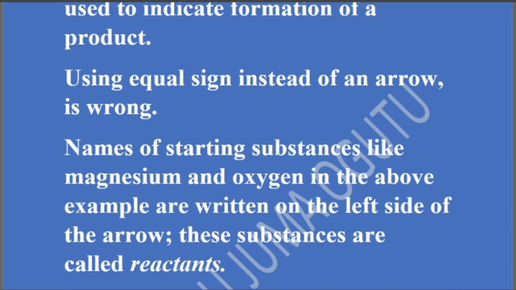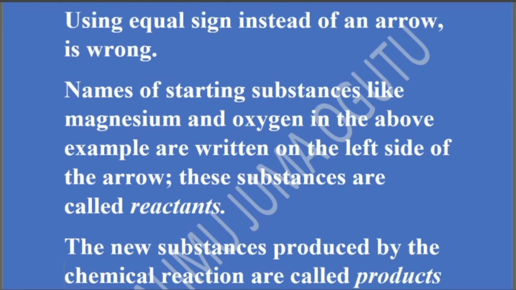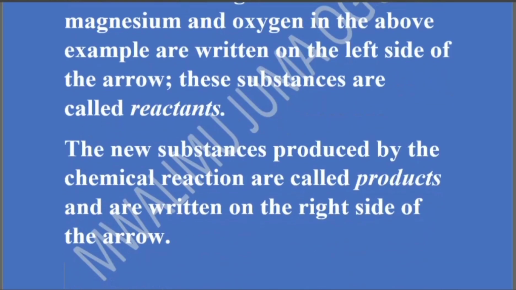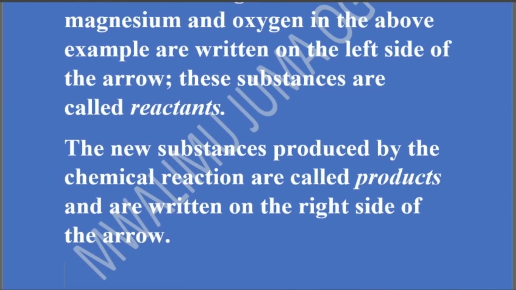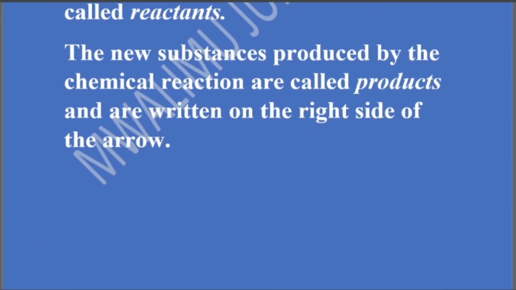So the names of starting substances like magnesium and oxygen. Remember, we gave an example of magnesium reacting with oxygen. Now the magnesium and the oxygen are the reactants, so they are written on the left of the arrow. We call them reactants. And the new substances produced by the chemical reaction are products and are written on the right side of the arrow.